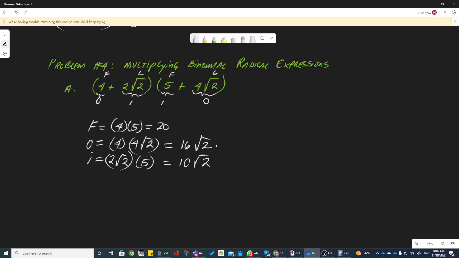Okay, and then because these two have the same radical, radicand, and the same index, you can combine these two and say 16 plus 10, and then you put the same radicand, and that is equal to 26 square root of 2, all right?